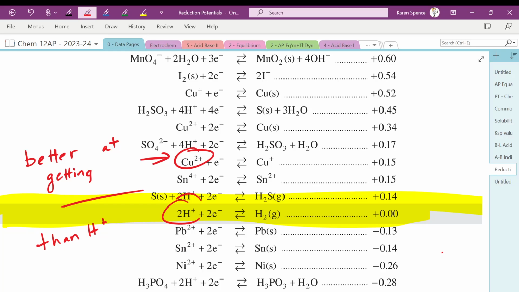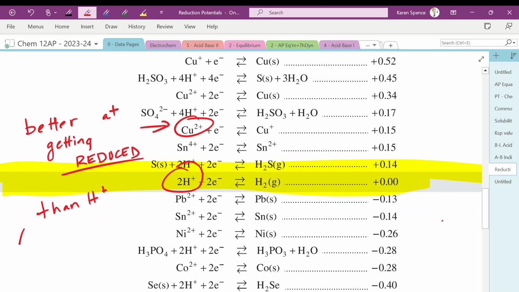is copper 2+ better at getting oxidized or reduced than H+? Everybody should be able to tell me. Reduced, thank you. And that is because copper 2+ is a stronger what? Yes.